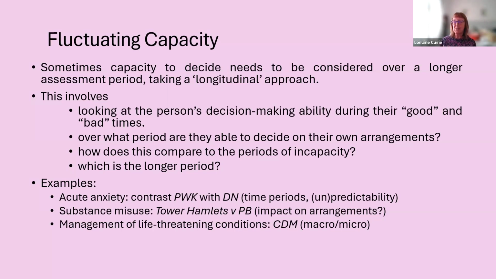So what do we do when capacity is fluctuating? Sometimes where it fluctuates, and this is really quite unpredictable, we might need to take what's called a longitudinal approach. So rather than doing the one assessment of capacity and finding them to either have it or lack it, depending on how they are at that particular moment in time, we might need to look over a longer period of time. We might need to look at their decision ability over what we might call good times and bad times, and look at overall, over that longer period, what periods are they able to make decisions and what periods are they not? So is it 80% of that time we found them able to make the decision, 20% of the time we didn't?